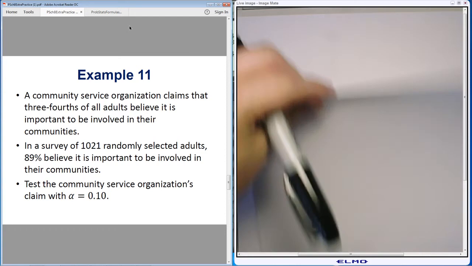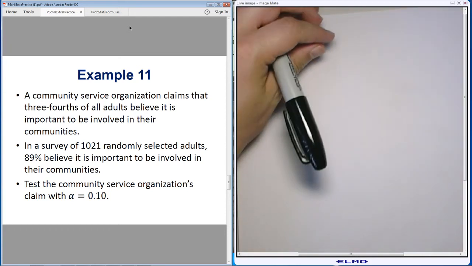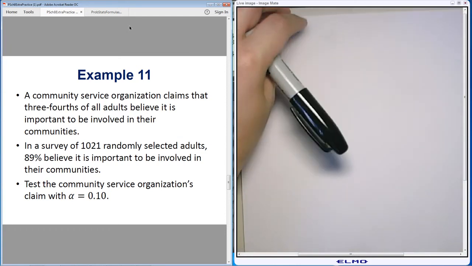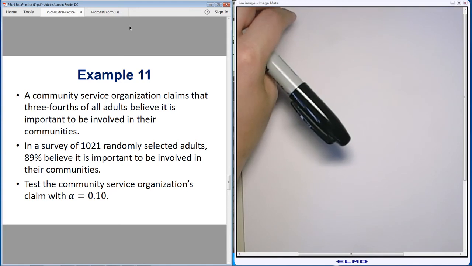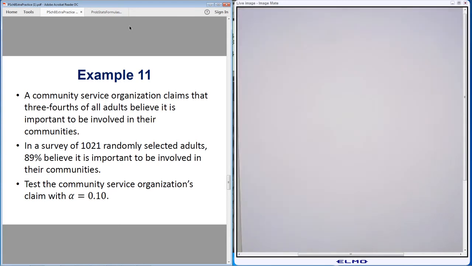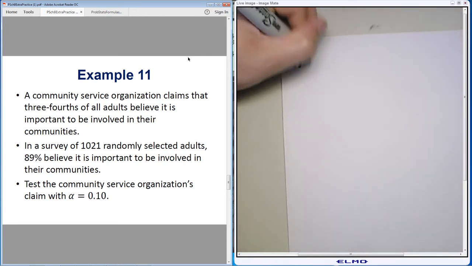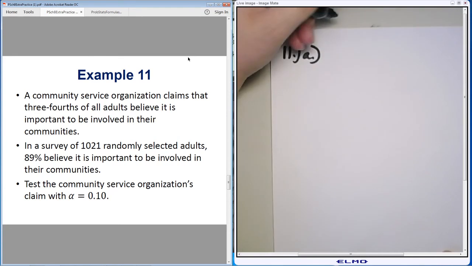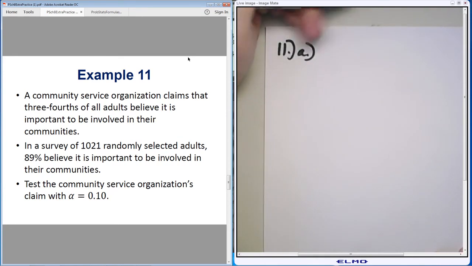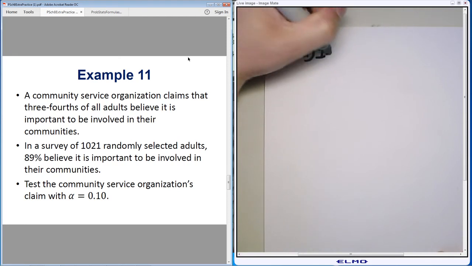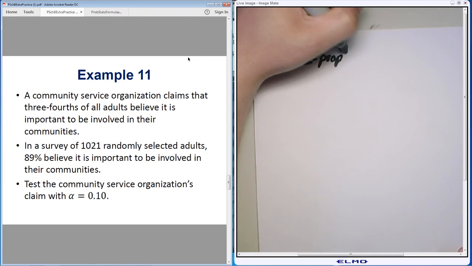Number 11 says, a community service organization claims that 3/4 of all adults believe it is important to be involved in their communities. In a survey of 1,021 randomly selected adults, 89% believe it is important to be involved in their communities. So test the community service organization's claim. Alpha is 10%. Number 11, first step, this is for a proportion, because it talks about 3/4. That's a proportion. So this is a 1 prop z-test.